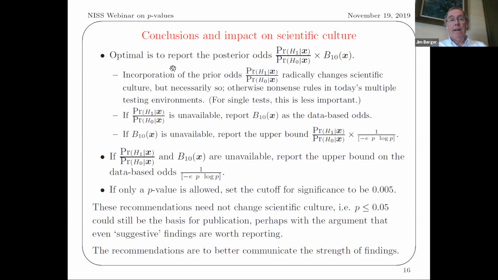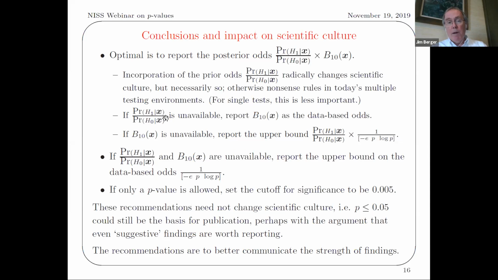So again, I think optimal is to report posterior odds times data-based odds, and incorporation of this, especially in the multiple testing environments, is really needed. If you're just doing a single test, I don't know whether one wants to put prior odds in there or not, it's less important.